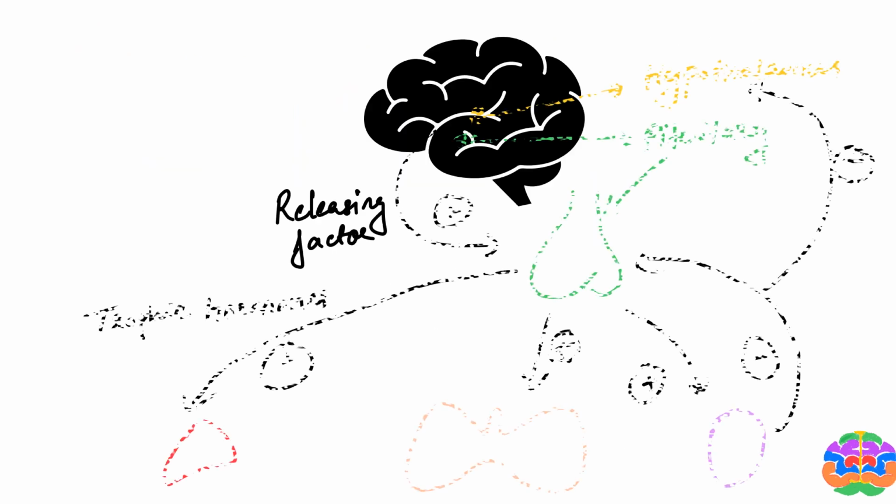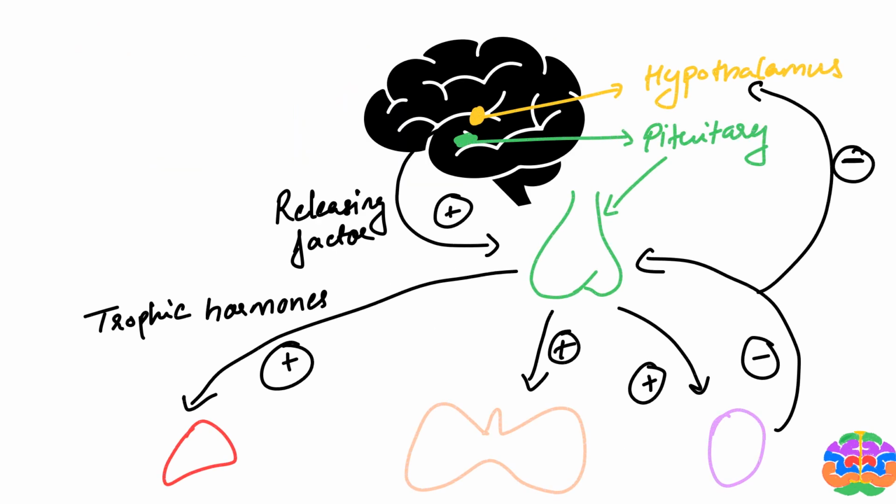Here we can see that the hypothalamus stimulates the pituitary gland through releasing factors, which in turn stimulates other endocrine glands through various trophic hormones. These endocrine glands in turn provide negative feedback to the pituitary gland, thereby decreasing the release of trophic hormone, which in turn causes negative feedback on the hypothalamus, and thus the circle continues.